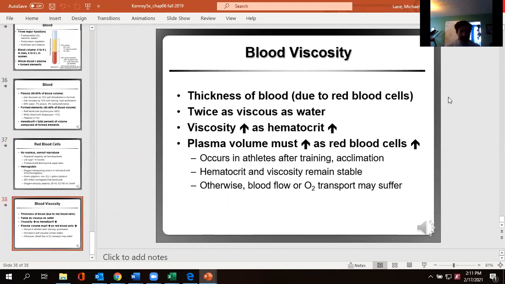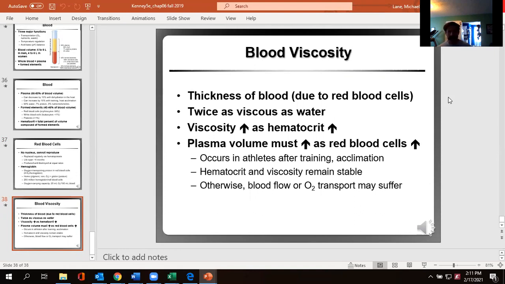Now, how much of our blood is plasma compared to how much of it is formed elements effectively gives us the thickness of our blood. So our blood naturally is going to be more viscous than water. Think about something like maple syrup or molasses. Those are very viscous fluids. They move very slowly. So the higher the viscosity, the greater the resistance we're going to have to blood flow.